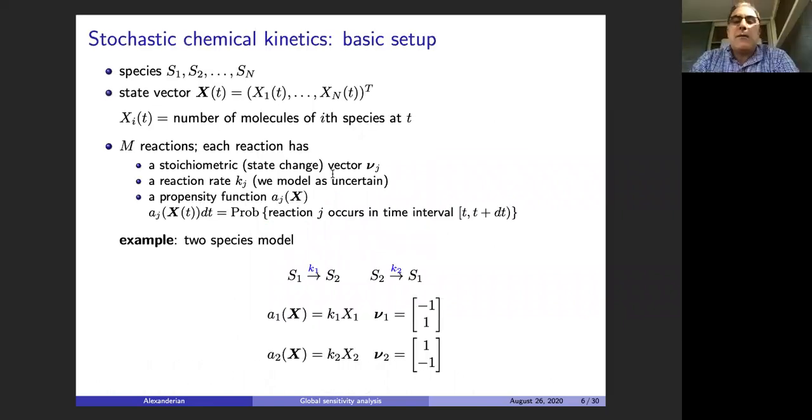All right, so I want to talk about sensitivity analysis for stochastic chemical systems and across scales. So I have to give you a little bit of background on it. Not too much, we'll just cover the basics. The situation is as follows.